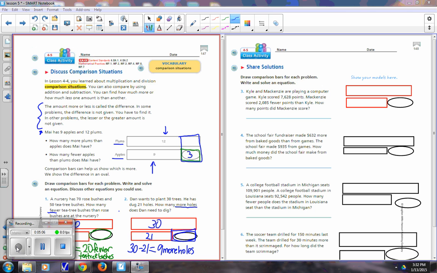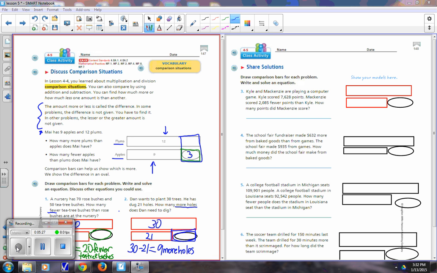Okay, so if we're moving on up here, your equations can vary depending on how you're seeing it, but I want you to see that this model can help you, but you don't want to always rely on it every single time. It's just a visual for right now to get our minds in that mindset of comparing two different numbers.